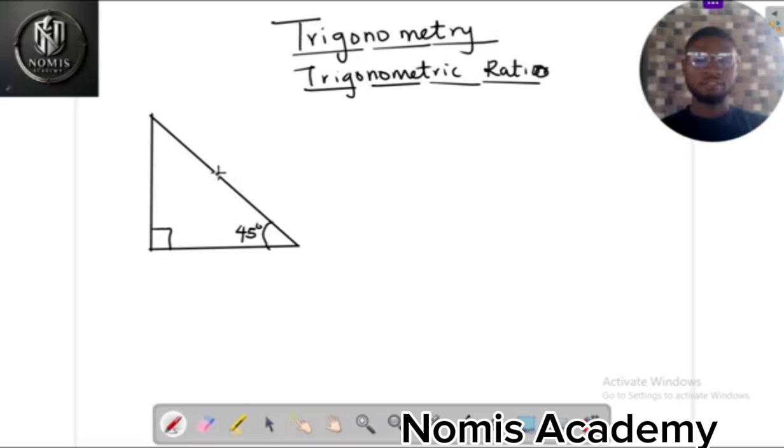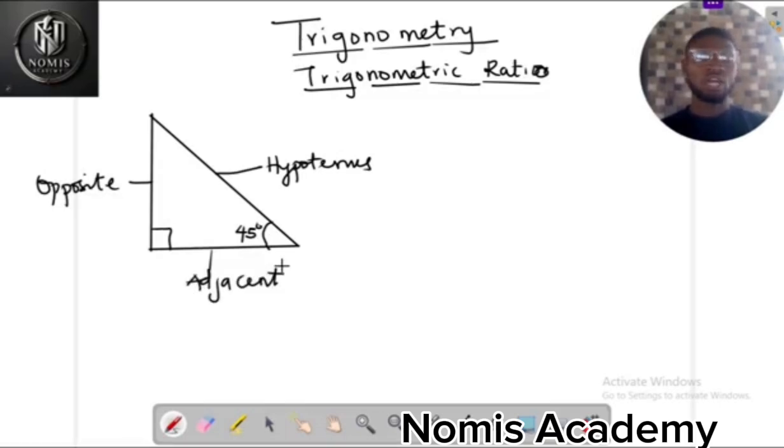So now this side is the opposite because it's opposite this angle. And now this side is the adjacent. So these are the parts of trigonometry. Now let us think about their ratio in terms of sine, cos, and tangent. Sine, cosine, and tangent. That is how we tell the ratio of trigonometry, or let me say trigonometric ratio.